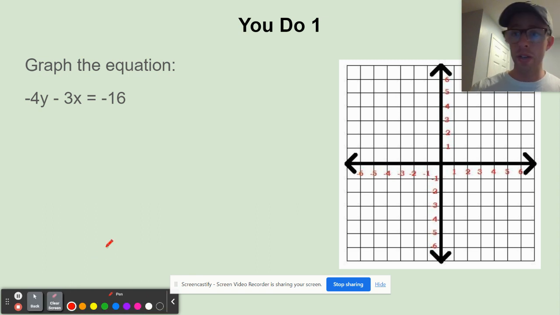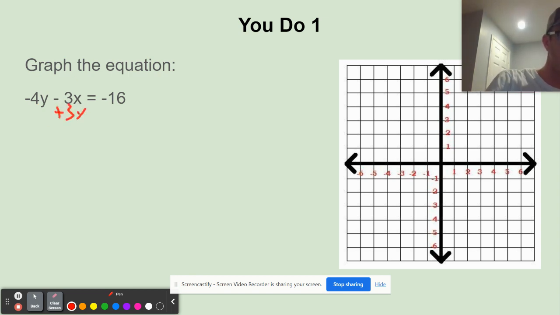Okay, hopefully you just finished graphing this equation on your own. Again, that's when the learning happens. Make sure you're working on that part. All right, so I'll go over this a little quickly since it's a you do. Start by solving for y.